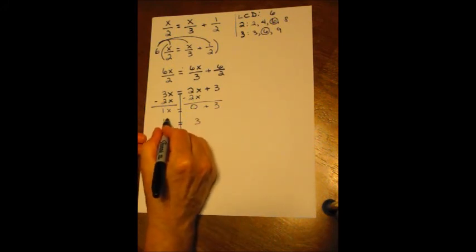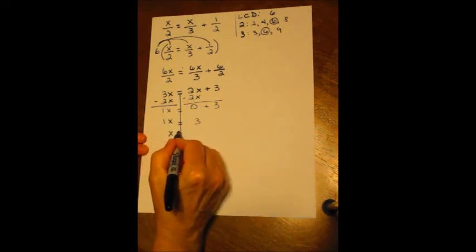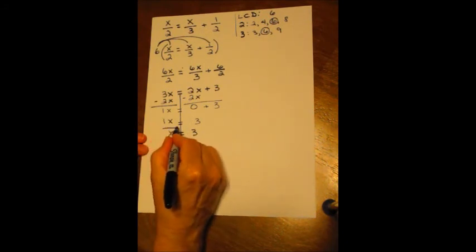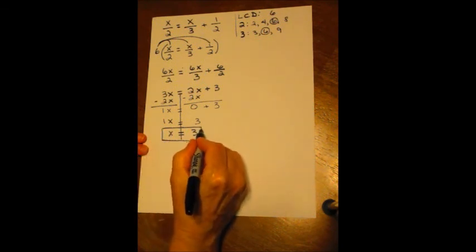Now over here, I'll just bring down that 1x. And this is the same as x equals 3. 1x and x are the same. So there's my solution. X equals 3.